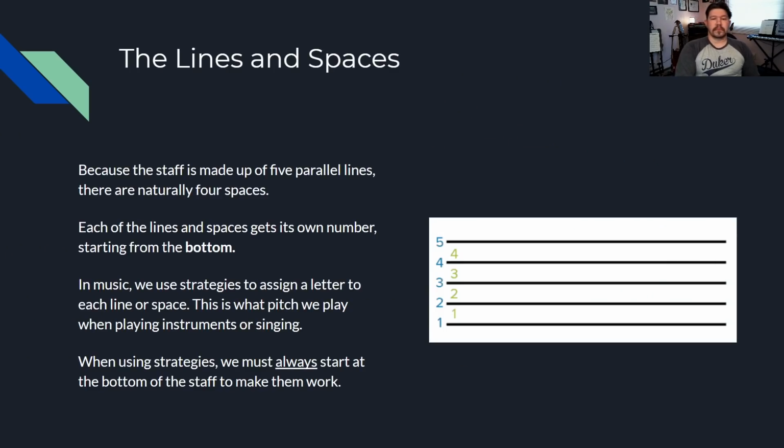So let's review. The staff is made up of 5 parallel lines and 4 spaces. You can see right there they are numbered 1 through 5 for the lines in blue and numbers 1 through 4 in green for the spaces. They always start at the bottom. For these strategies that I teach you to work, you must start at the bottom of the staff. So we use strategies to assign a letter to each line or space. What we play or sing or compose with is the pitch that is on that specific line or space. So once again, we have to make sure that we always start down there and build our way up.